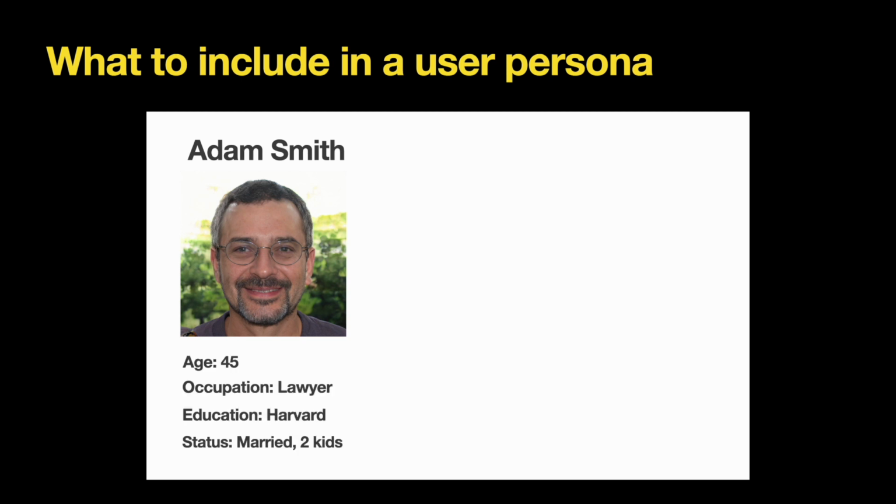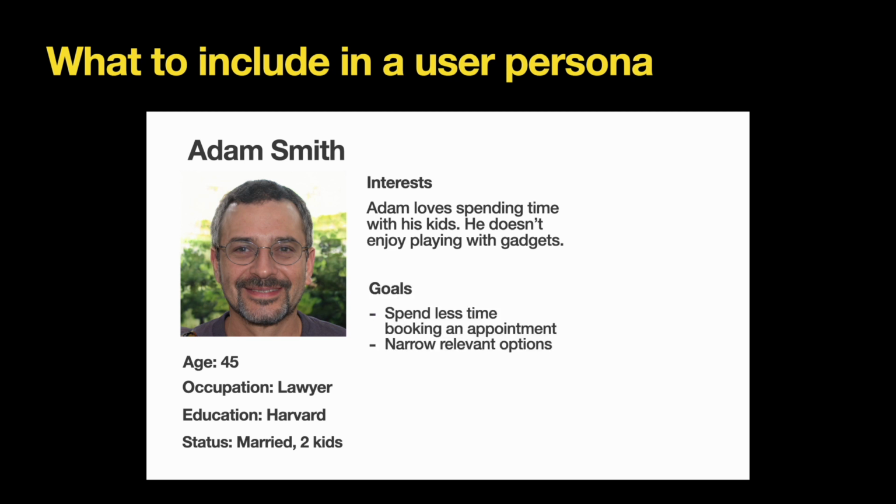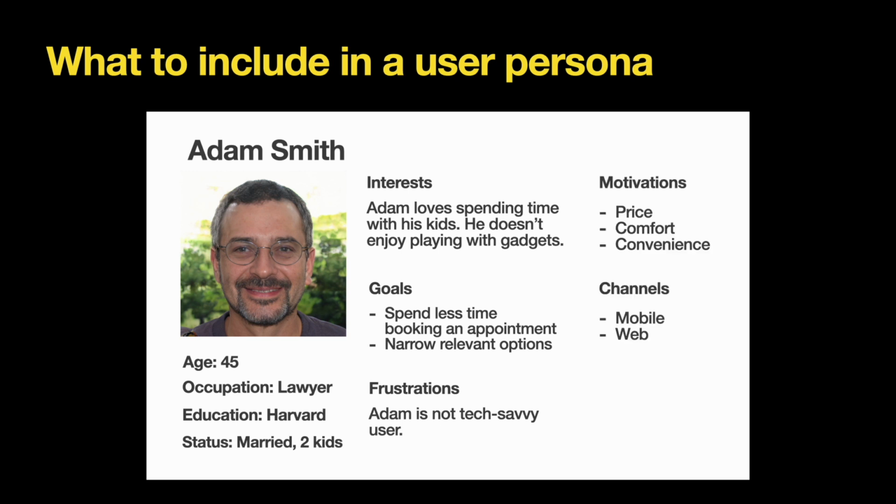Demographic details. You should include information such as the persona's age, occupation, education, family status. Interests. What gets the persona excited? Maybe it's a personal hobby. Goals. The goals that the persona wants to achieve using your product. Frustrations. Those are pain points that the persona has. For example, the persona might have trouble using the product because they are not very tech savvy. And some context-specific details. This information about the persona will have a direct impact on the product design.